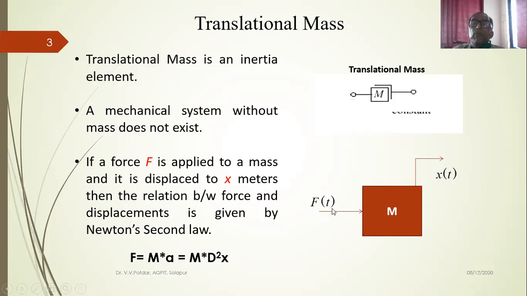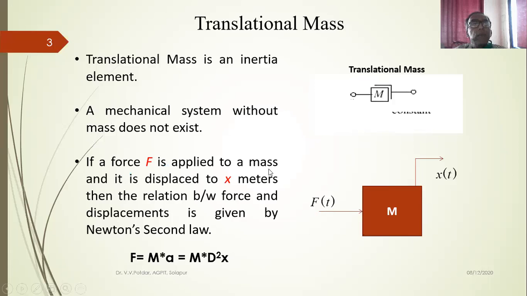Now what are the other options? If force is a function of the derivative operator d by dt, I write f of capital D and x of capital D. If force is a function of, let us say, the Laplacian variable s, what is this s? If you recollect, you must have studied the Laplace transform. If it is a function of s, then I write f of s, and displacement also is a function of s. That we'll discuss when we derive equations for the entire system. So this is a time domain representation, and if it is f of s, x of s, it is a Laplace domain representation. Plainly speaking, the arrows shown like this are the forces, and the displacement is shown like this. So this is the representation of translational mass. A mechanical system without mass does not exist.